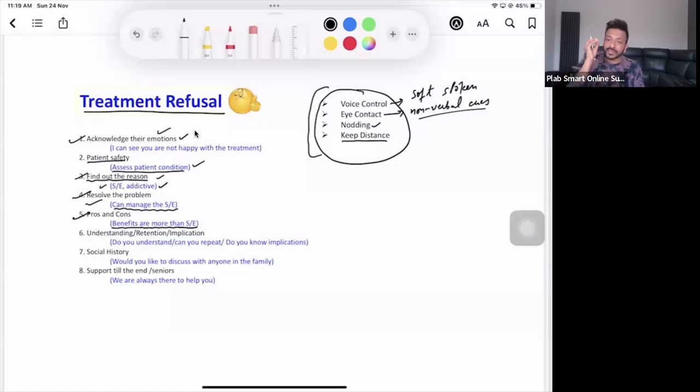So what we did, we tried finding out the reason and trying to solve it. But be very careful. You are not going to force any patient for it. So your language has to be convincing.